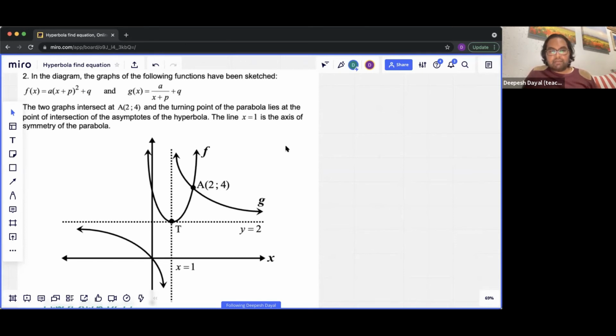So we've got a hyperbola here. They say two graphs intersect at A. We've got the turning point of the parabola lies at the point of intersection of the asymptotes. Line x equals 1 is the axis of symmetry of the parabola. And yeah, what is P and what is Q?